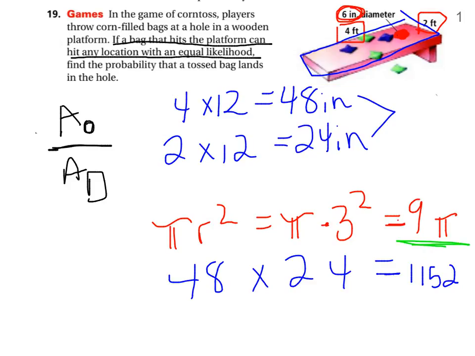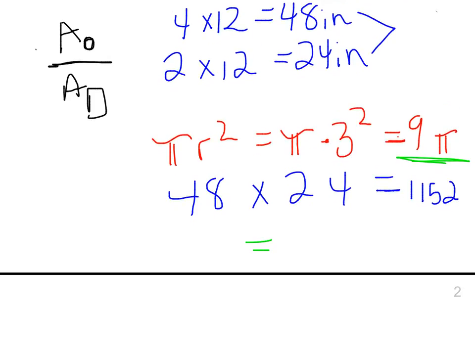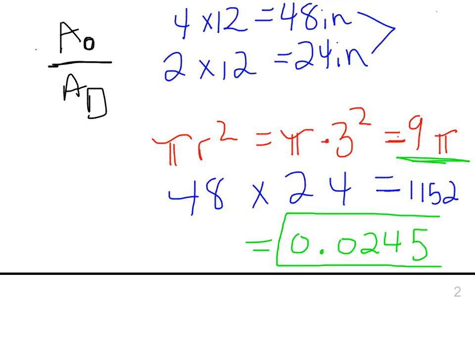Now you can do 9 times 3.14159 or 9 times 3.14, but if you have a calculator that has pi on it, you can literally just type in 9 pi divided by 1152, and what you get is 0.0245. It doesn't matter how many decimal places as long as you put at least 2 and round correctly. Alright, so it's about 2.45%. And that's it.